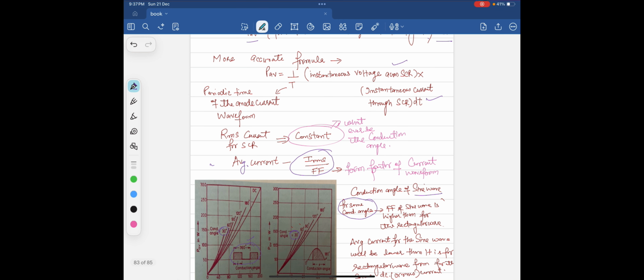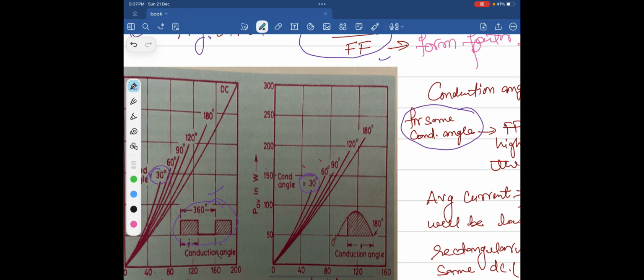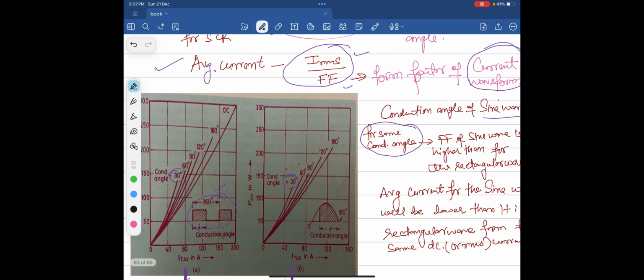How do we calculate the average current? Here we calculate it as IRMS upon the form factor. The form factor is different for different waveforms. So in the diagram we have taken two cases: one is the conduction angle for the rectangular waveform, and another is the conduction angle for the half wave sinusoidal. We will check for different conduction angles what the power loss is and also the current, in amperes, for average on-state current.